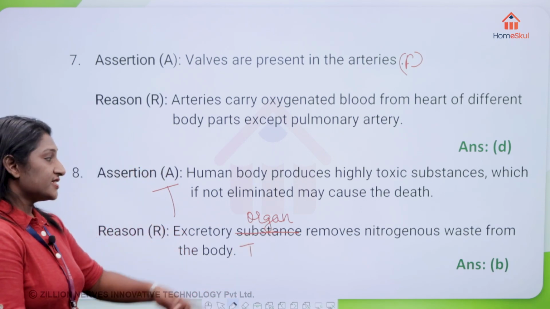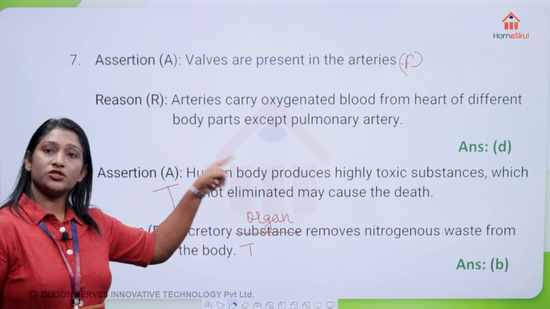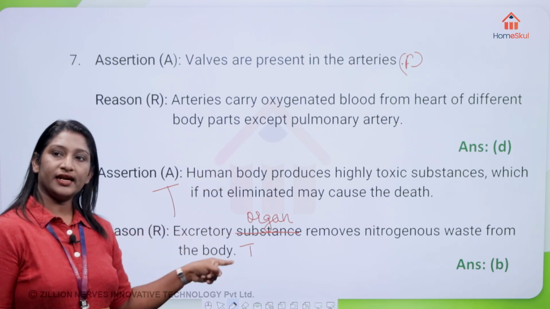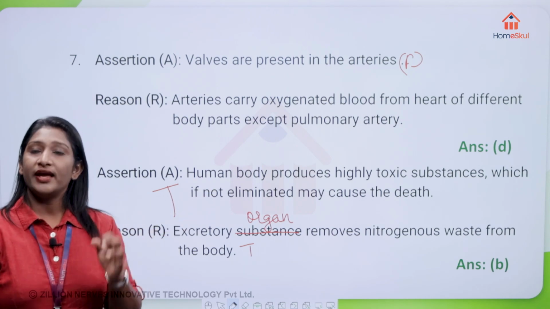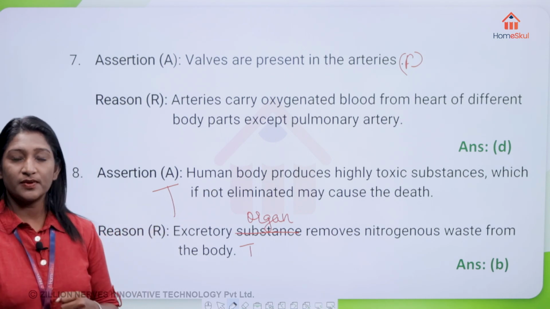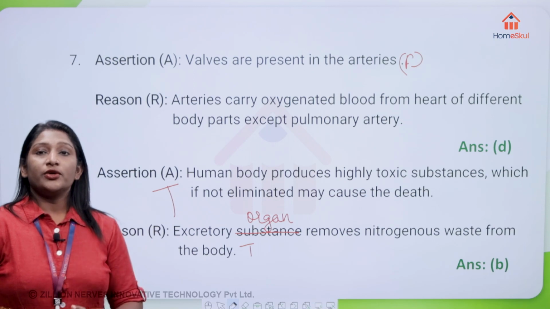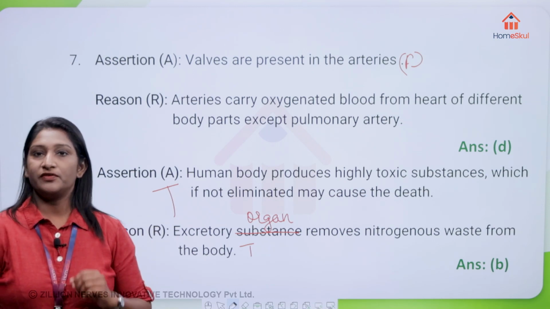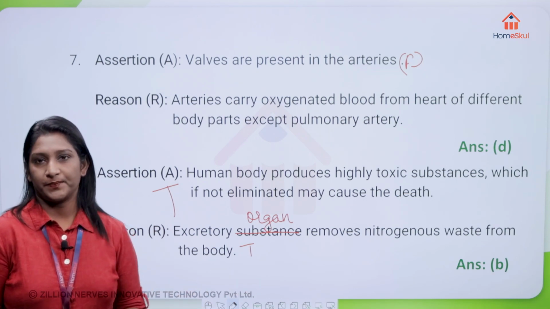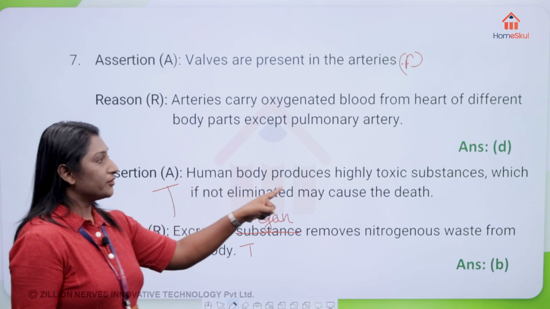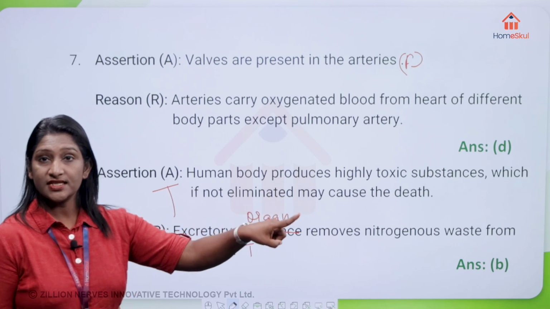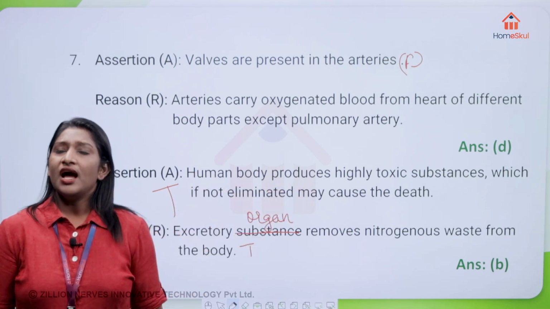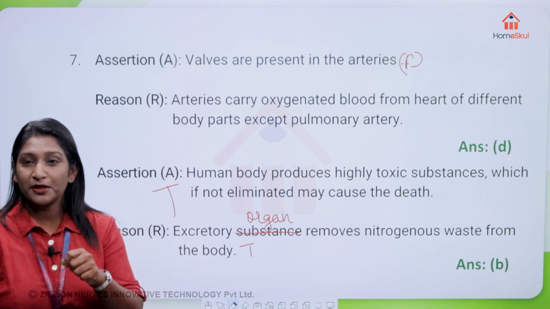But is this the correct explanation of this one? Is this statement the correct explanation? No. And why is it not the correct explanation? If we plan to give a correct explanation, what explanation will we give? We will write here, see, the human body produces highly toxic substances which if not eliminated may cause death. I will give such an explanation like this.